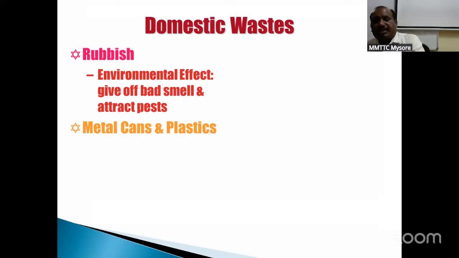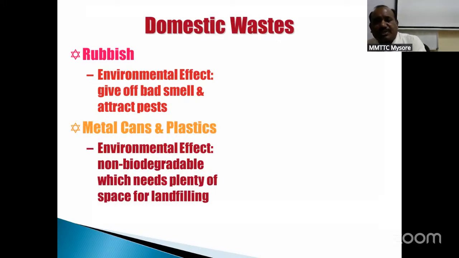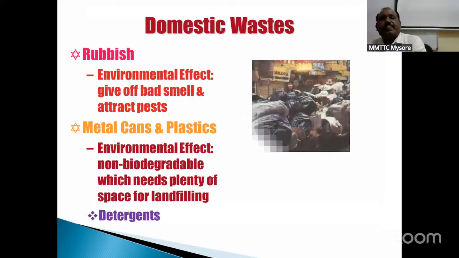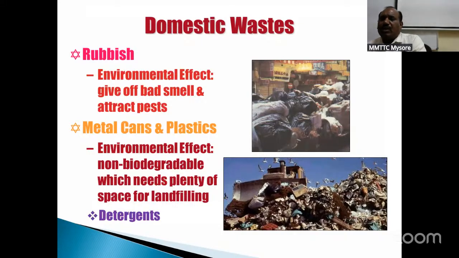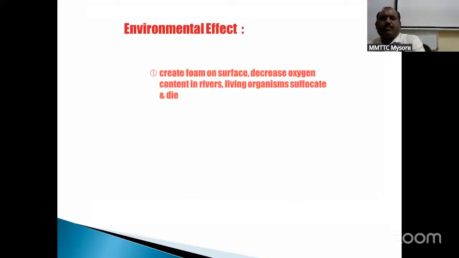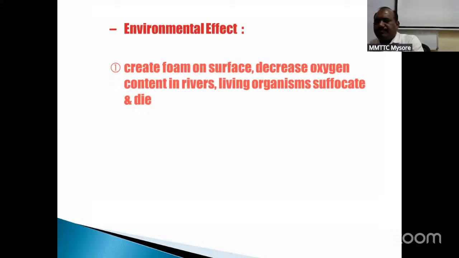And metal cans and plastics, as environmental effects, are non-biodegradable and need plenty of space for landfilling. And detergents, which we are using on a large scale for all purposes: detergents in the household, in the laboratories, in the school buildings. We are converting potable, fresh water into a number of effluents in the water system. They create foam on surfaces and decrease oxygen content in the rivers. Living organisms suffocate. Sometimes many animals die because of this unscientific dumping of urban waste in urban areas.